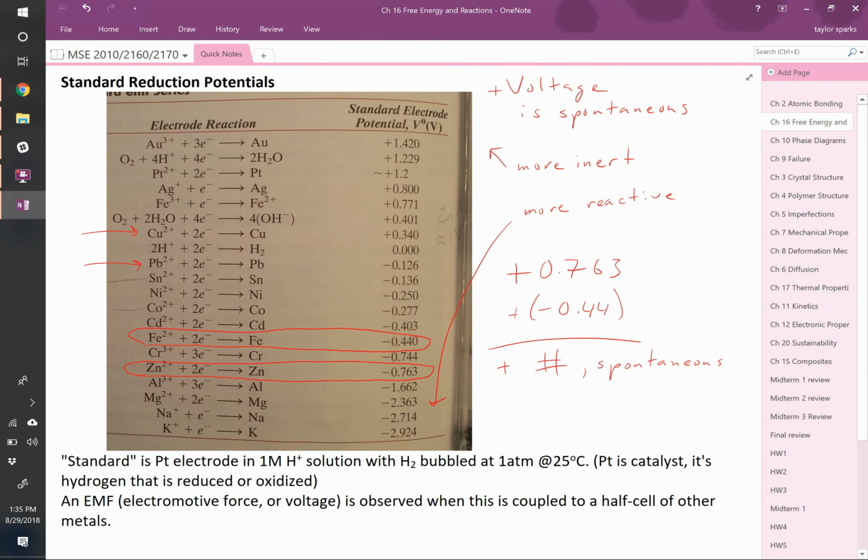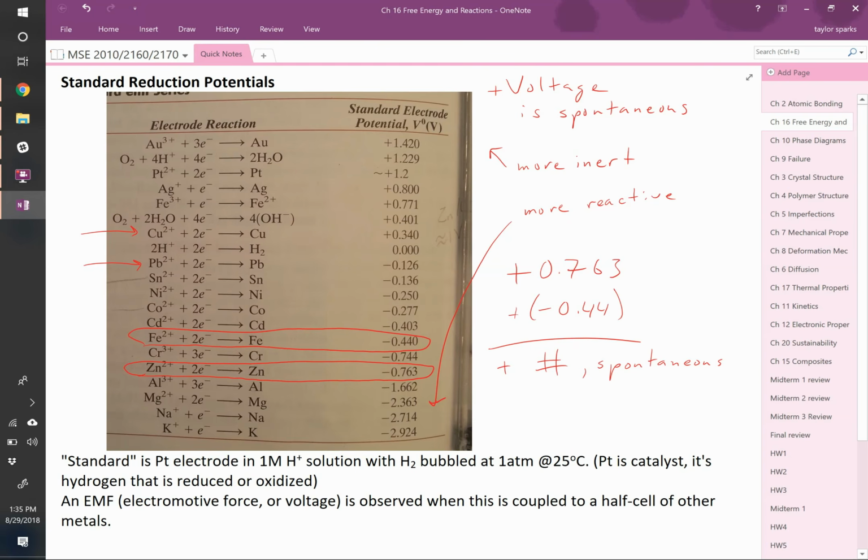Yeah, Anthony? Your logic was setting up to 0.763, and the same thing in this one. Okay, so you're taking the lowest. The one that's more negative, the one that's lower on the table, you're going to flip it. You're going to write the reaction backwards. We're going to do this in just a second. You literally write zinc over here, zinc 2 plus and the 2 electrons over there, and you change the sign, and then you add the two together.